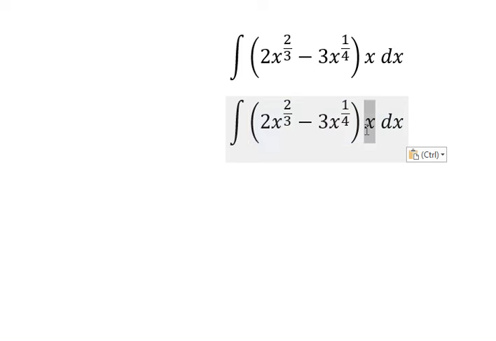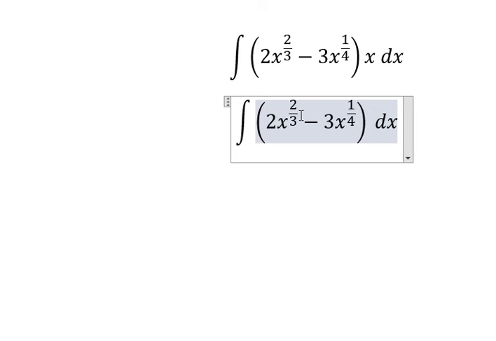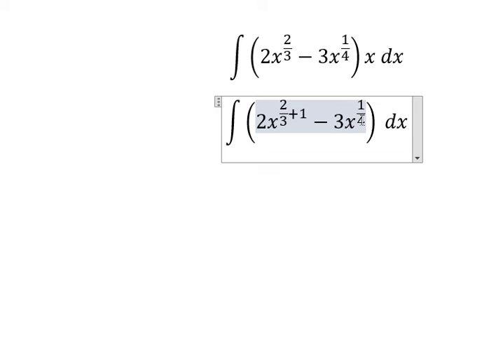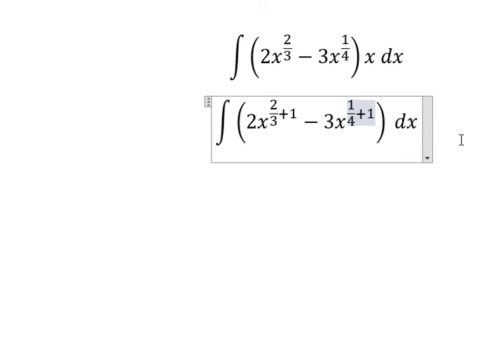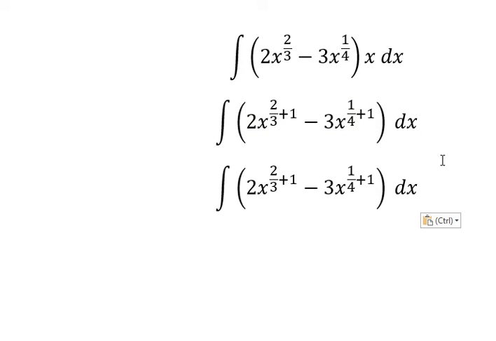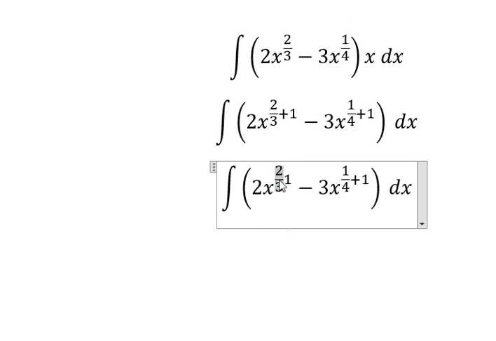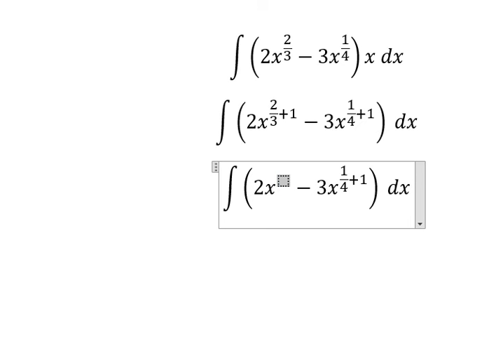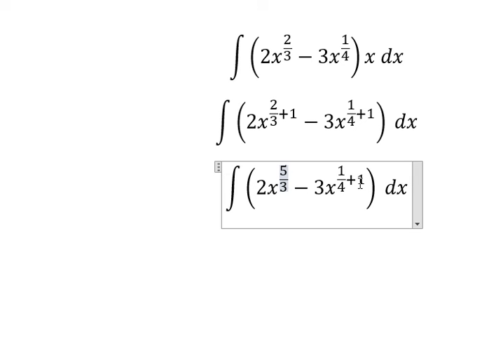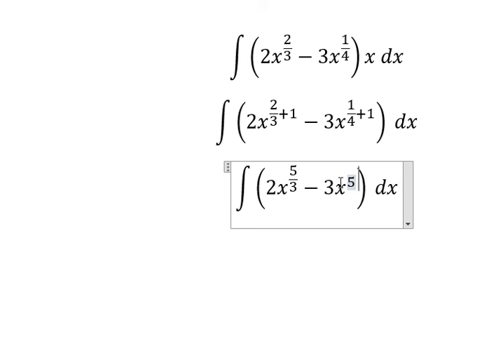So about x multiplied by x to the power of 2 over 3 and x to the power of 1 over 4. So this one we will have about 5 over 3. This one we have 5 over 4. Next we have the formula in here.